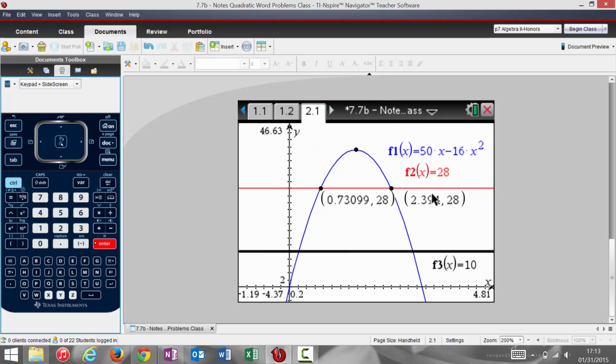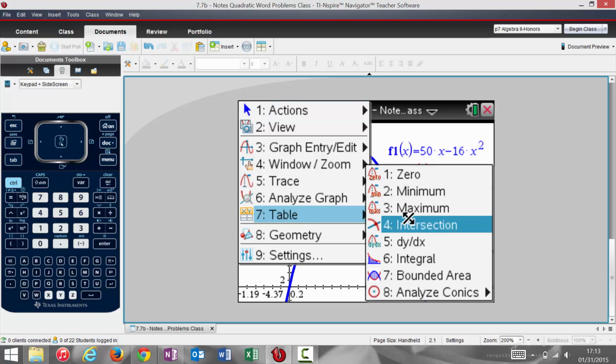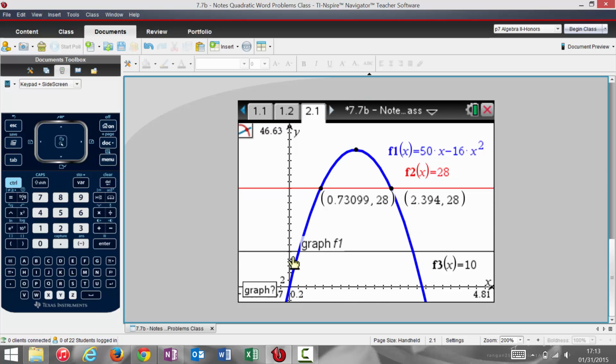And we can see a line down here. Same thing. Menu, analyze graph, intersection. And let's see. Now it's actually asking for me to select something. It says graph question mark. Basically it wants to know what two graphs do I want to cross. So I'm going to hover over the blue line and click, and then I'm going to hover over this black line and then click, and then left, right. Because you can only cross two graphs at a time.